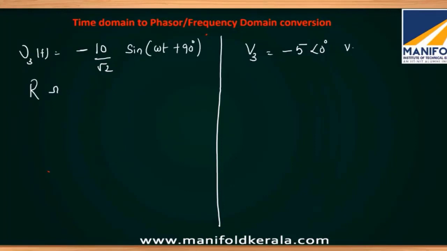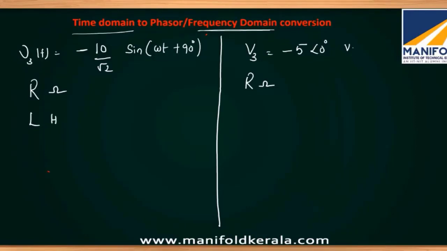So R ohms resistance, how will it become? It will become the same R ohm. Even in time domain or frequency domain, the resistor will not change its value because resistance is independent of the frequency of the excitation.